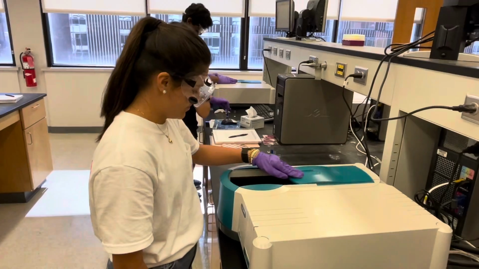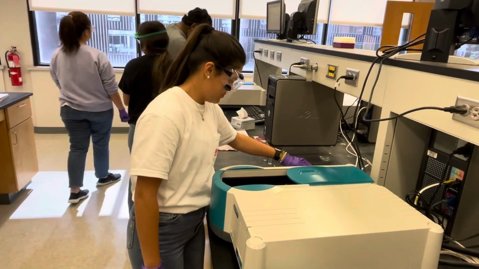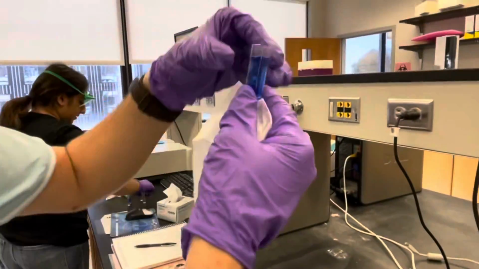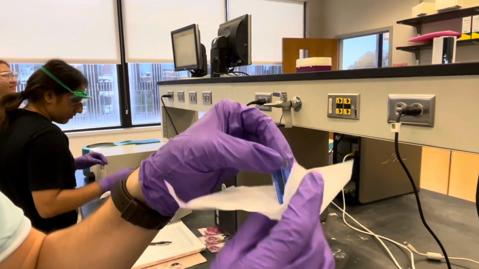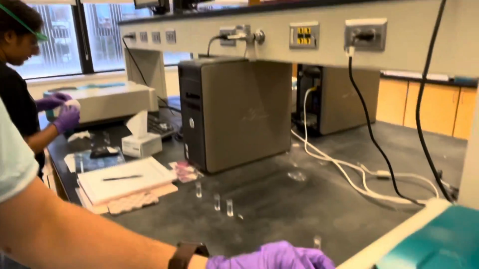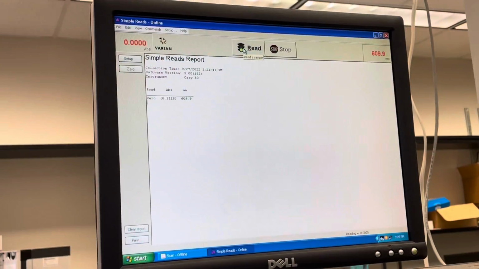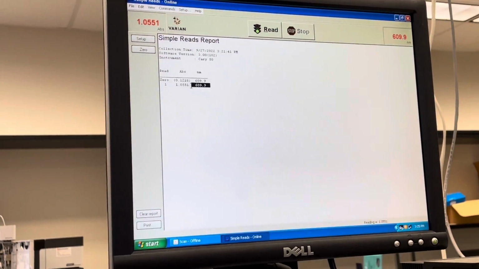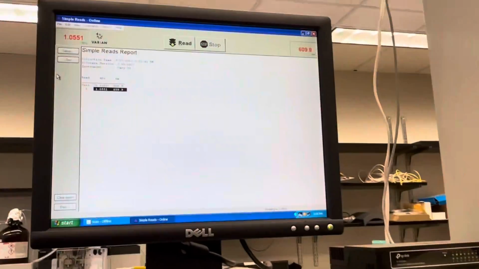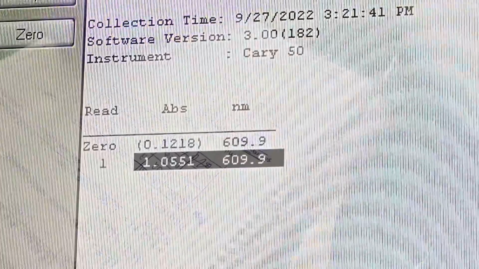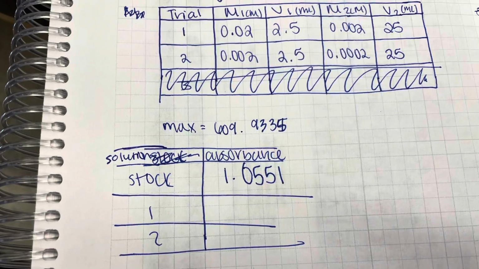Once the spectrophotometer has been zeroed, remove the cuvette with the DI water, pick up the cuvette with the stock solution, wipe it down with a Kim wipe, and place it into the spectrophotometer. Once the lid is shut, press Read on the Simple Read program to record your first absorbency value. Be sure to write this down in your lab notebook.